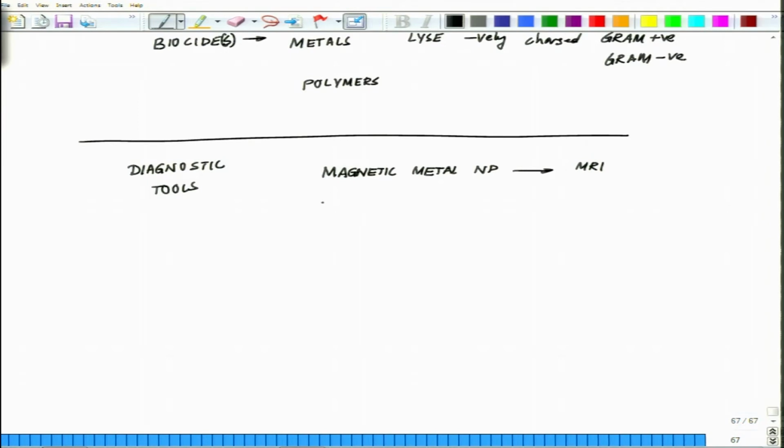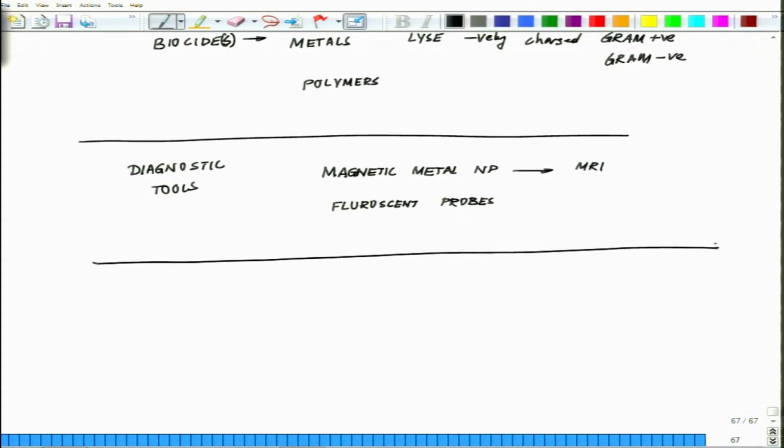Similarly, fluorescent probes are also available for diagnostics applications, okay, like 2-photon applications and all. The next important area where there is tremendous scope is reproductive aids.